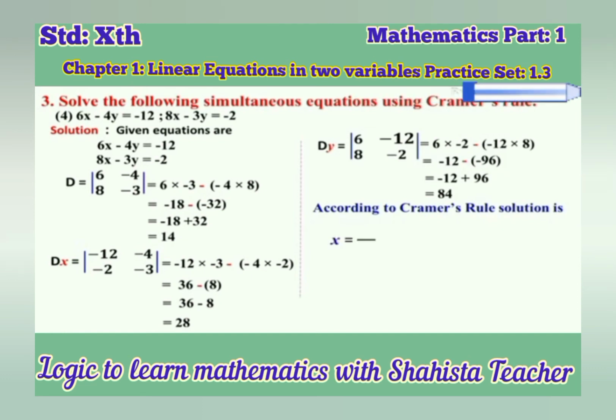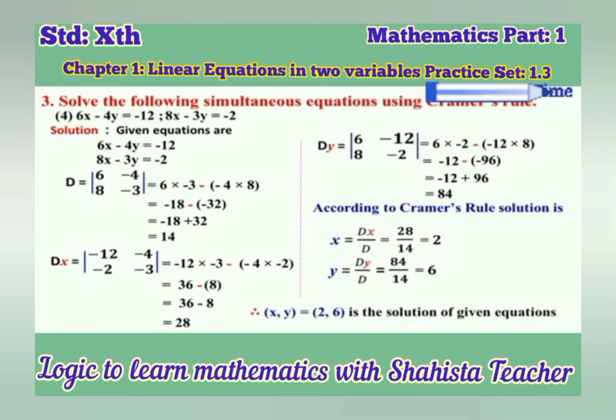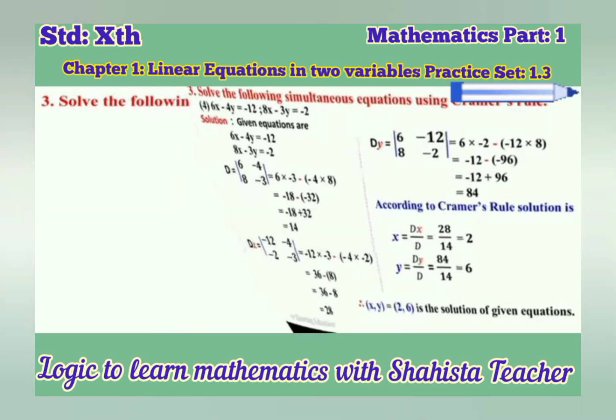According to Cramer's rule, solution, x is equal to dx upon d is equal to 28 upon 14. 14 ones are 14, 14 2s are 28. y is equal to dy upon d. So dy upon d is 84 upon 14. 14 ones are 14, 14 6s are 84. So y is equal to 6. So x comma y, that is equal to 2 comma 6 is the solution of given equations. So simple and easy to solve, my dear students.